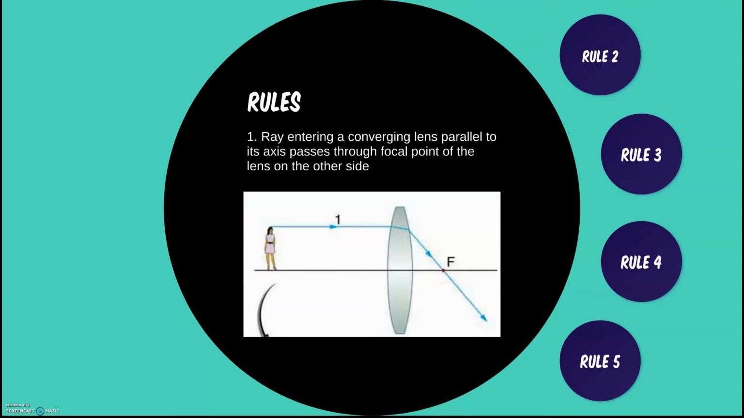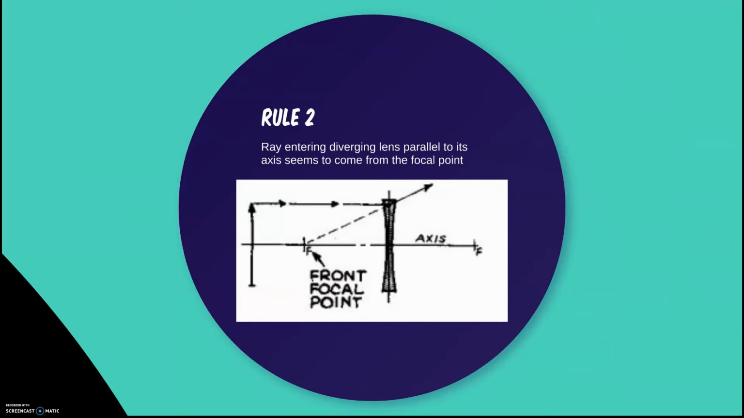So as you can see, this woman is standing here, and the ray is moving parallel to the lens, and then once it enters the lens, it is refracted and it is bent so that it enters the focal point on the other side of the lens.